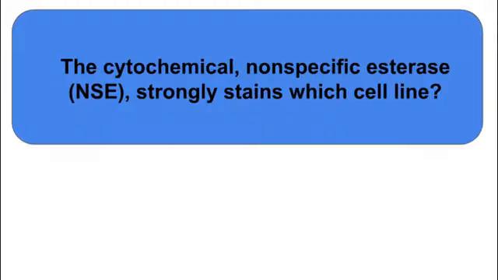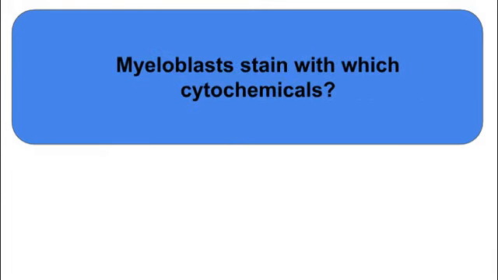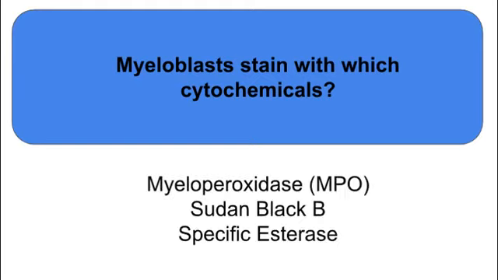The cytochemical, nonspecific esterase, strongly stains which cell line? Monoblasts. Myeloblasts stain with which cytochemicals? Myeloperoxidase, Sudan black B, and specific esterase.